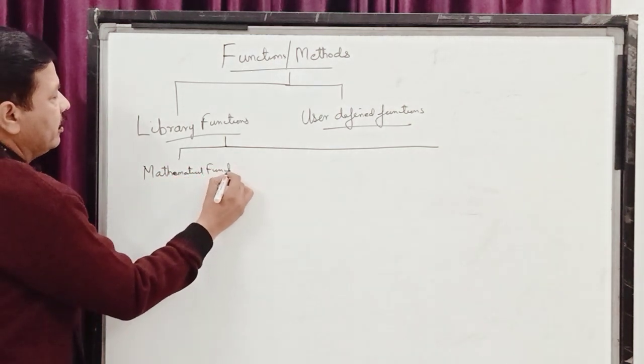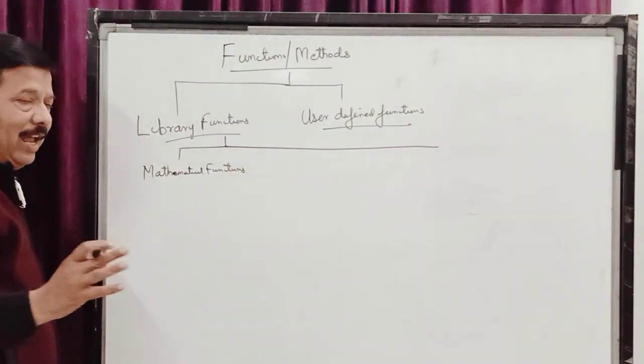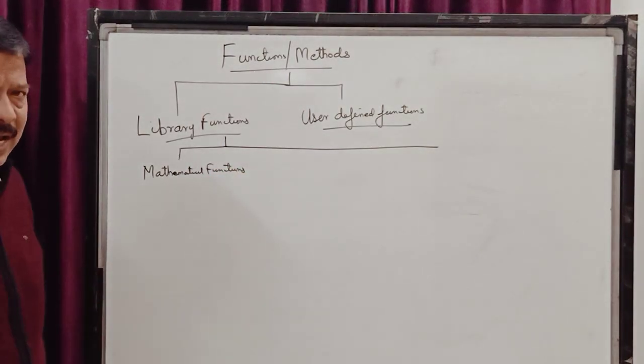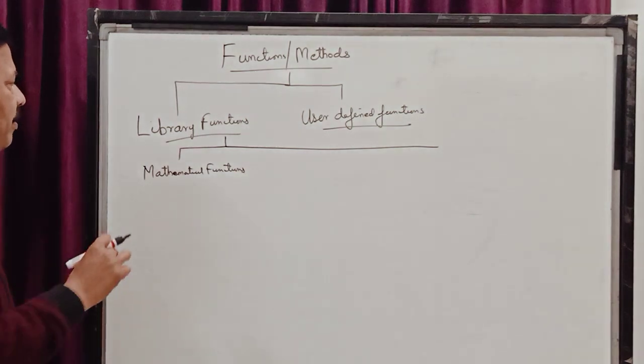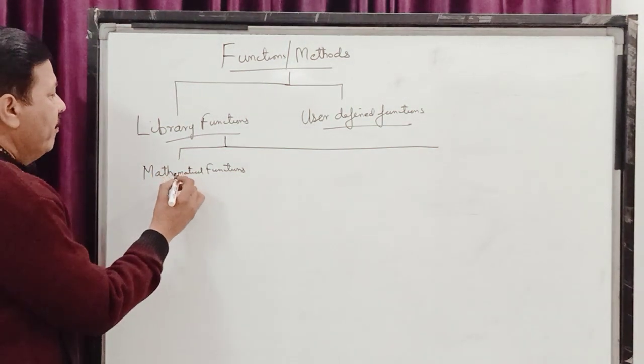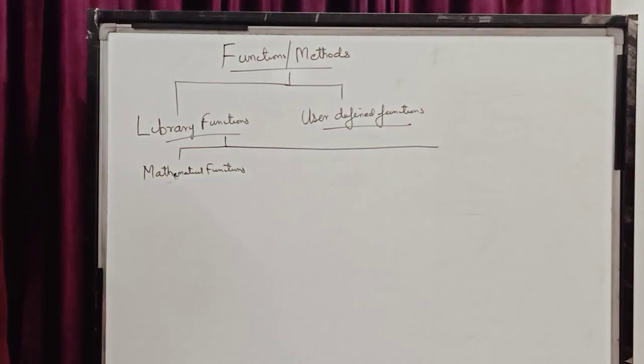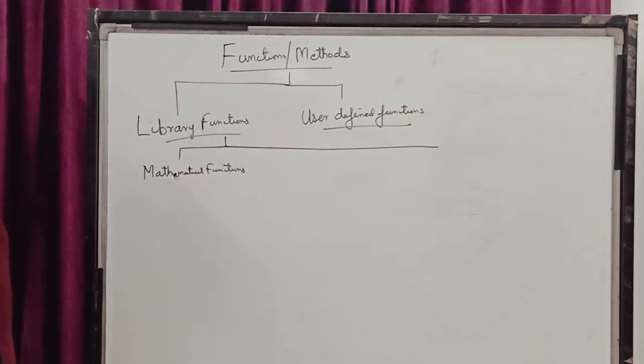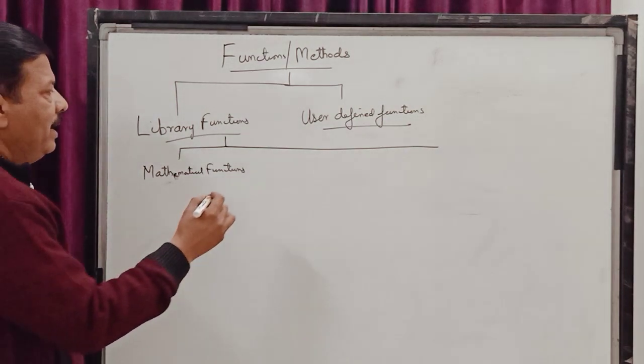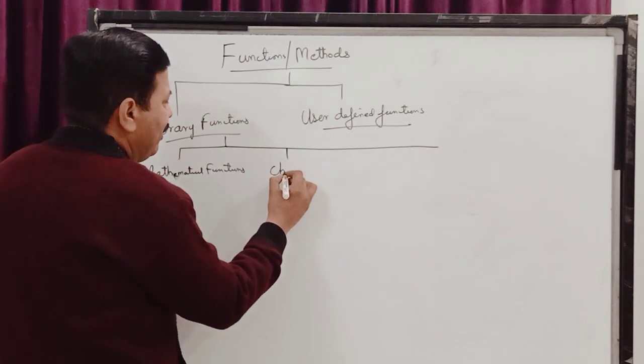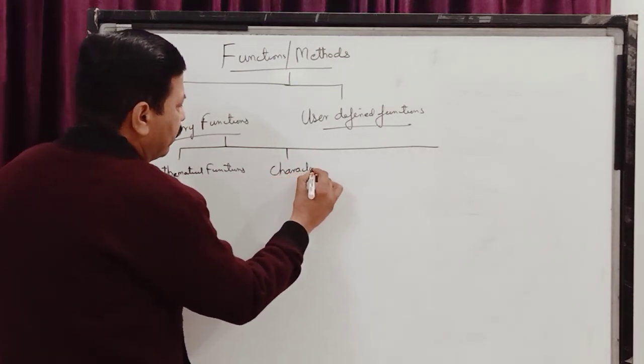Mathematical functions. I have classified these functions into 4 types. They are mathematical functions. Mathematical functions mean, children, that they are going to perform the mathematical task and they are going to work on numeric data. Then the second type of function which we have is the character functions.